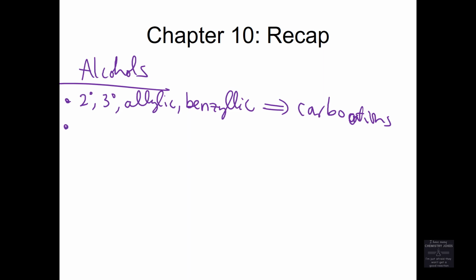If you have a primary or methyl alcohols, those are not crowded substrates. Those do two-paths more often. There are exceptions. Hold on.